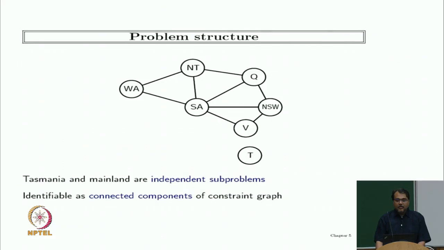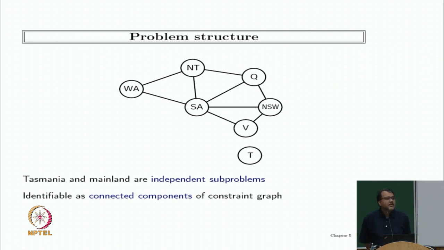Now, the last part that we have to study in systematic search is the idea of taking advantage of the problem structure in doing backtracking search. And for that, we are going to talk about two ideas, simple ideas. The first idea is the idea of cycle cut sets. Look at this particular problem. Now, you can see that Tasmania and mainland are completely independent problems. Therefore, should they be solved in a single search algorithm?